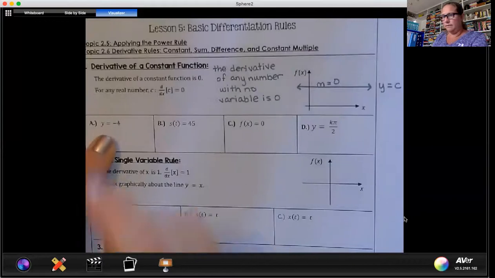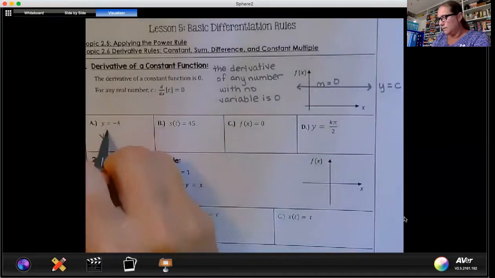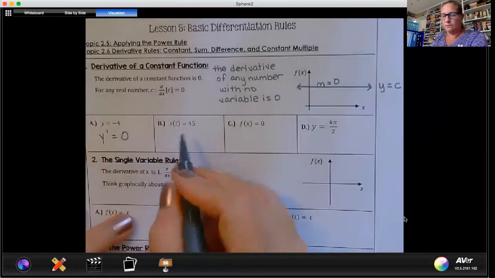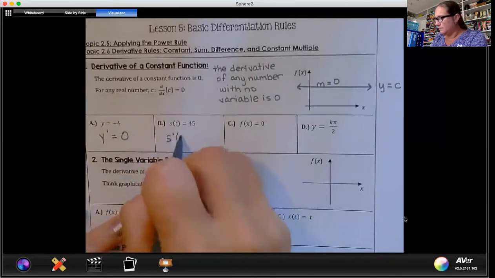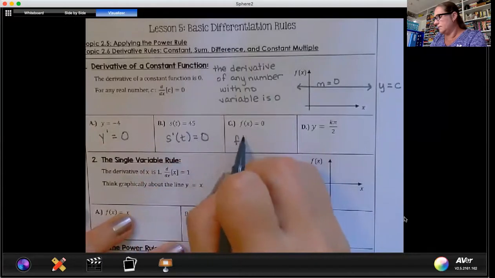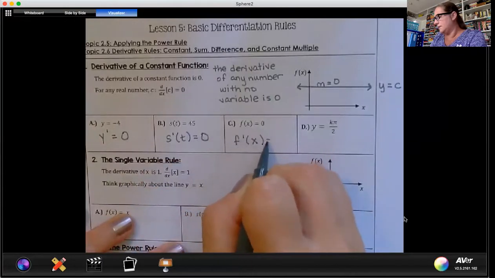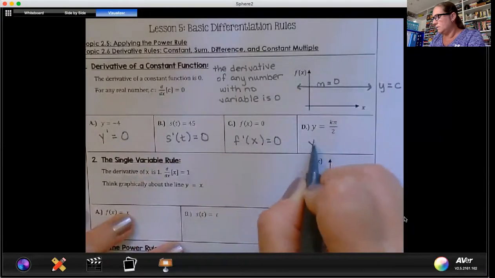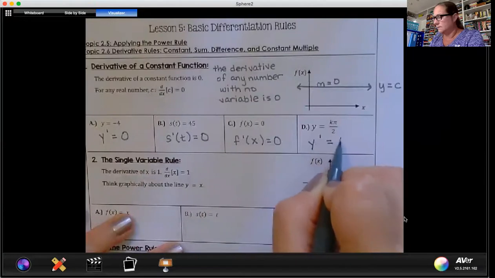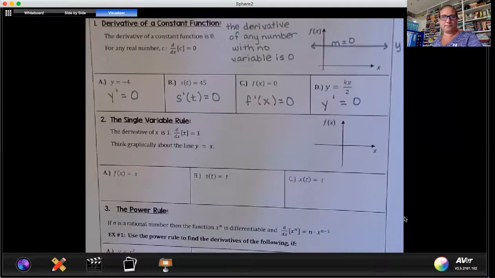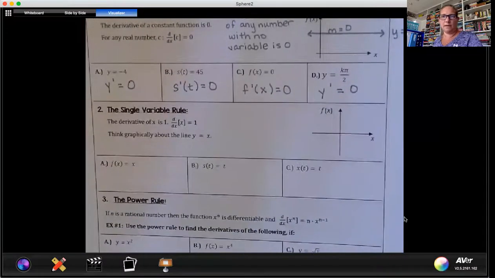So the derivative of -4, notice the notation, y prime is 0. S of t is 45, s prime of t is 0. F of x is 0, so f prime of x is 0. Y is kx over 2, so y prime is 0. K in that case would have to be any number.